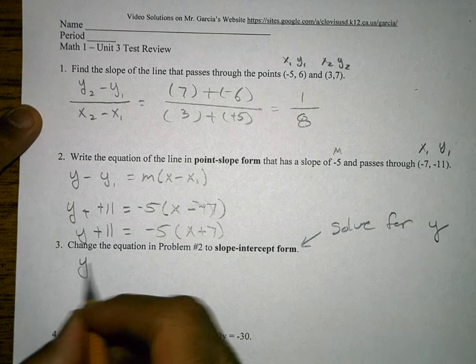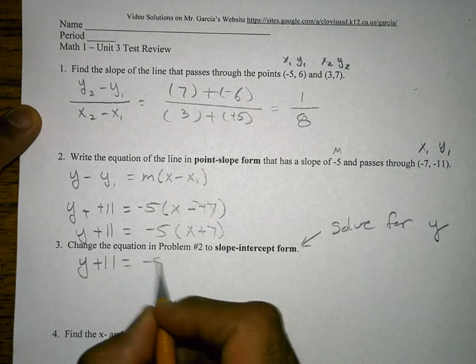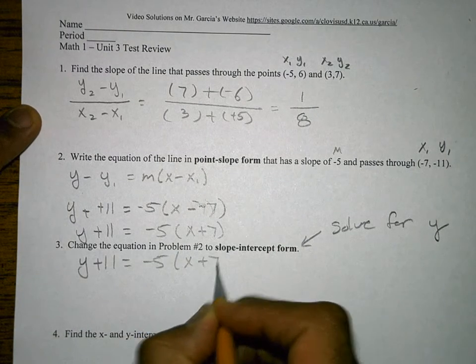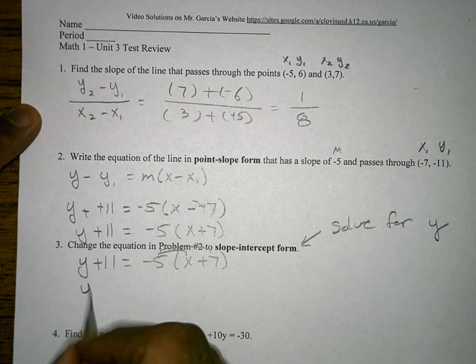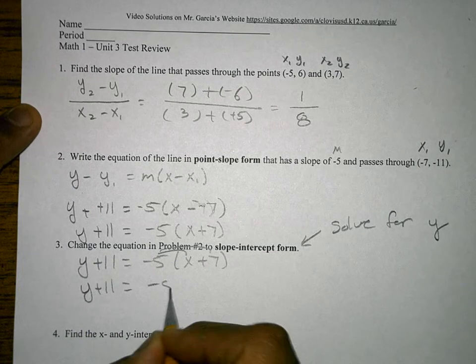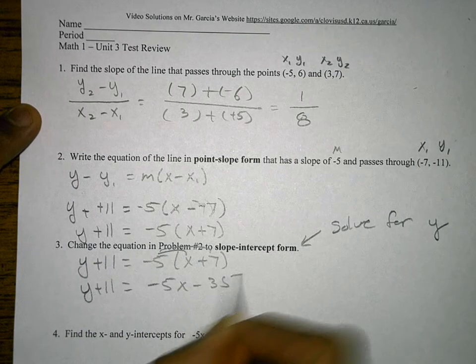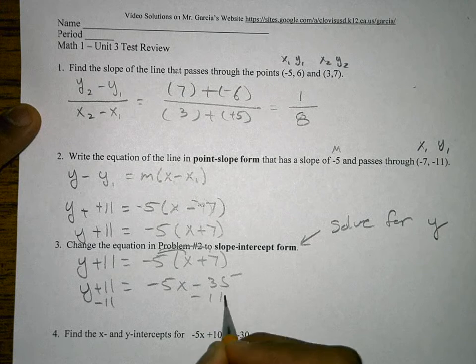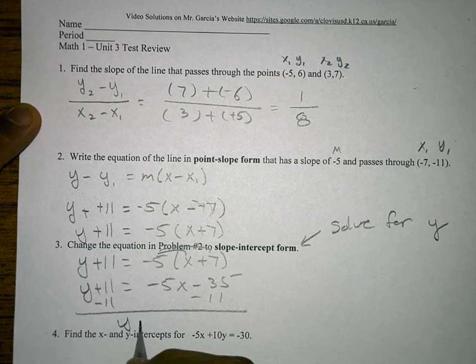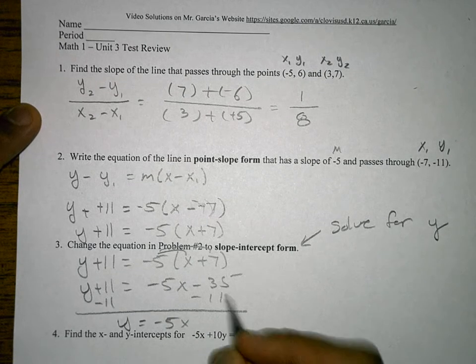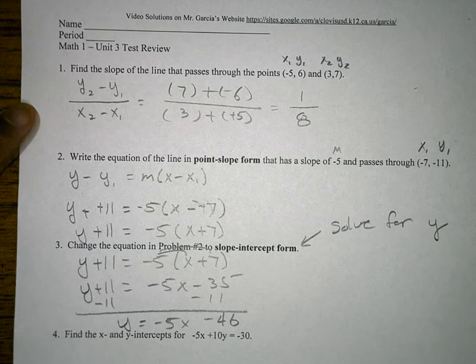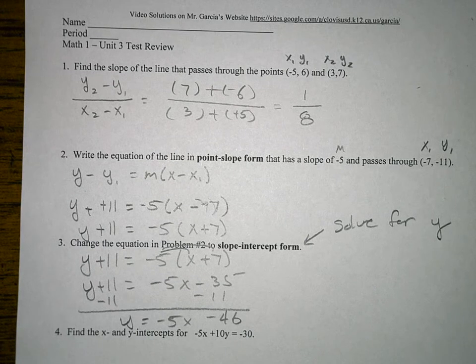So I'm going to rewrite what I got up here. So I'll distribute negative 5x minus 35. I'll subtract 11. And I get y equals negative 5x minus 46. And that would be my answer right there.